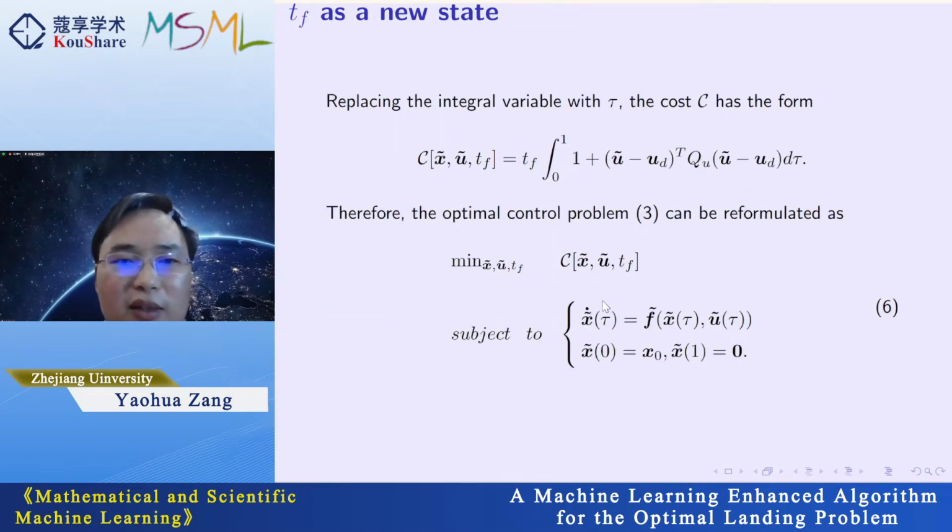Also, we replace the integral variable with tau, and the cost function will have the following forms. Therefore, the optimal control problem 3 can be reformulated as the following problem 6. The problem 6 has the advantage of fixed terminal time, that is tau equals 1, and also the objective function has a fixed upper integral limit. So this is the motivation we made this modification for the problem.